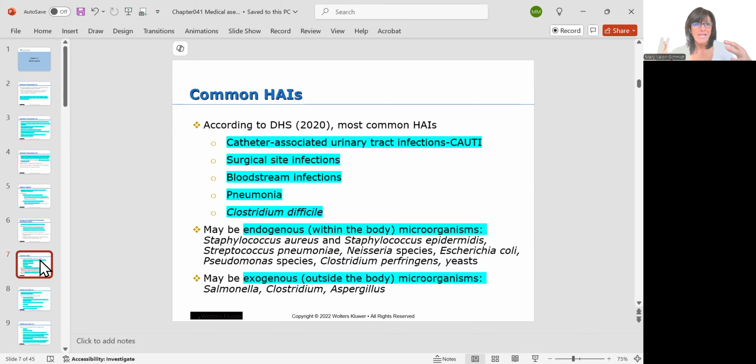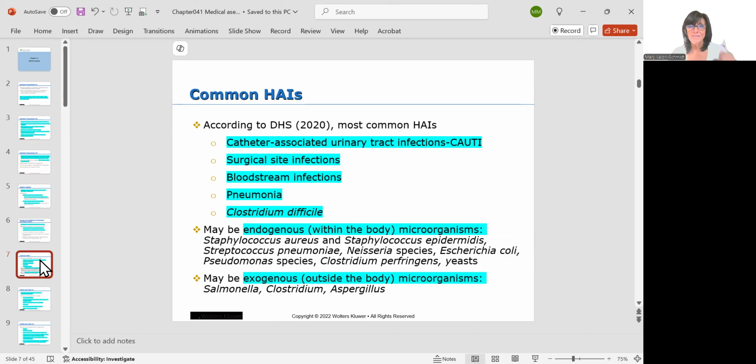And these kinds of infections can be either endogenous, that means within the body, microorganisms that already exist inside of us, or exogenous, outside of the body. So when I say endogenous, I mean Staph aureus, Staph epidermidis, C. diff. They're different. E. coli. They live in our bodies and they're kept in check by other good bacteria, right? There's a balance, but they can get out of control and override the good bacteria and become an infection. And then exogenous infections are infections like salmonella, which you can get from food, and also Clostridium.